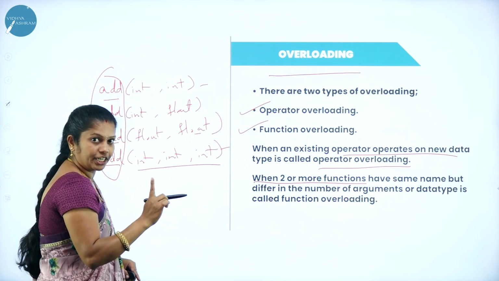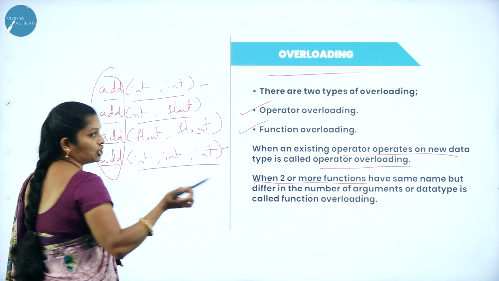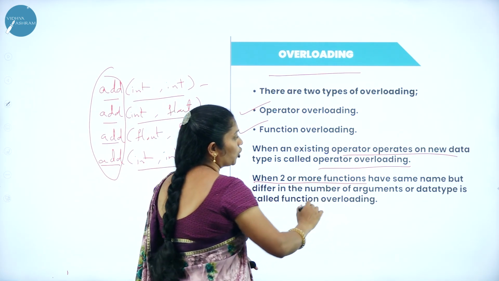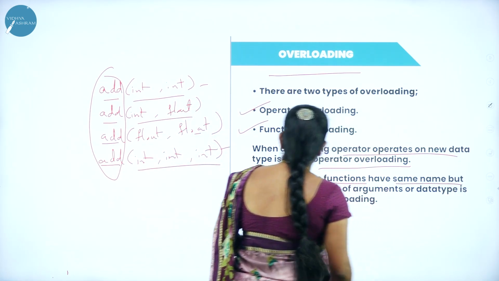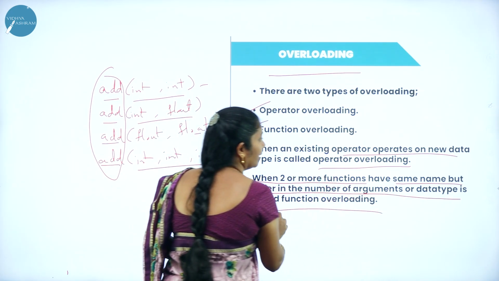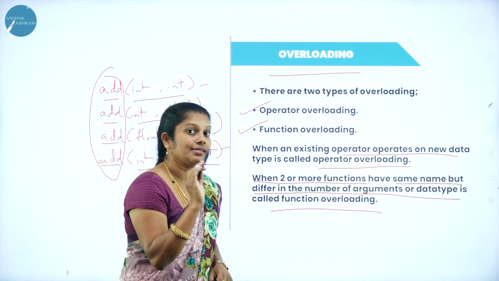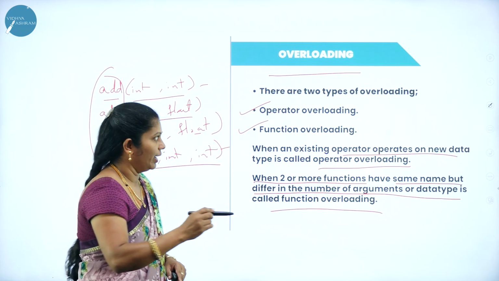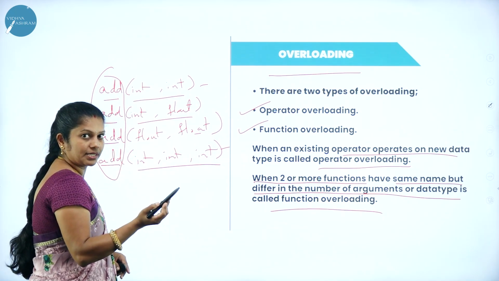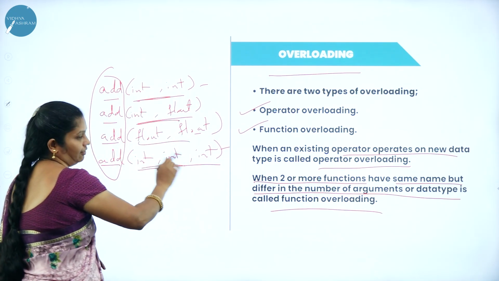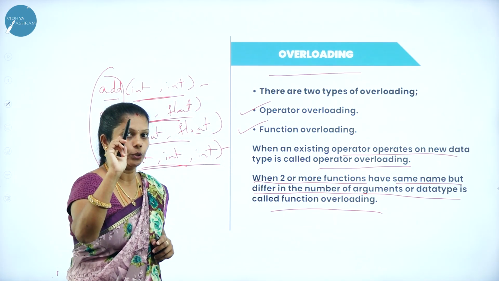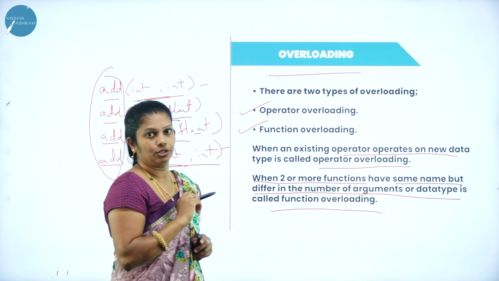Either the number of arguments is different, or the data type which you used may be different. Function overloading means 2 or more function names should be the same but differ in number of arguments. See, here the number of arguments are different. Here 2 arguments, here 3 arguments. Arguments are different or the data types are different. That is function overloading. Under overloading, there are 2 types, operator overloading as well as function overloading.